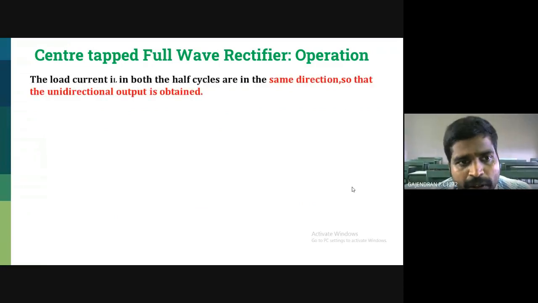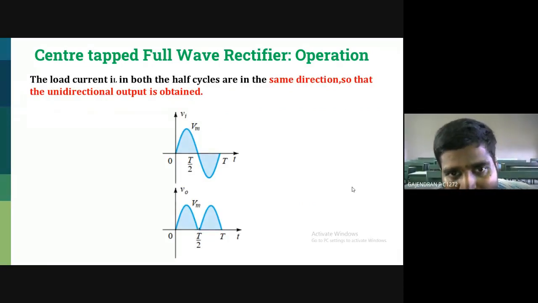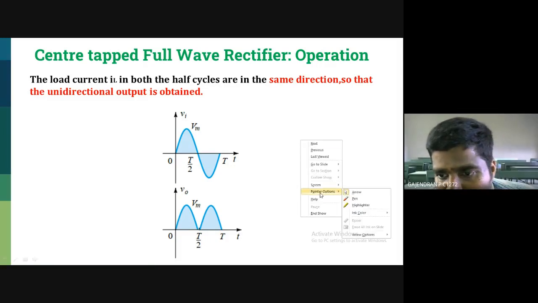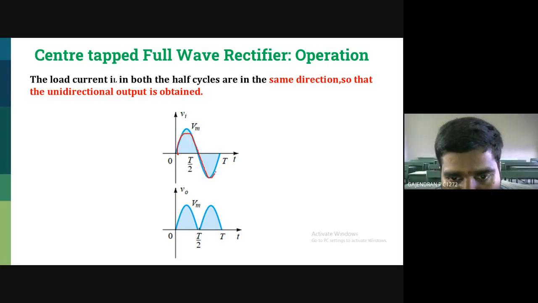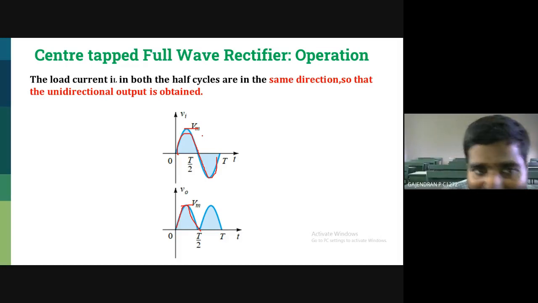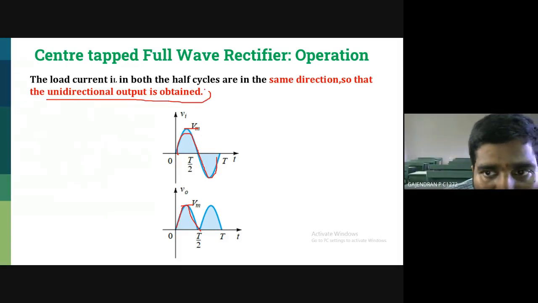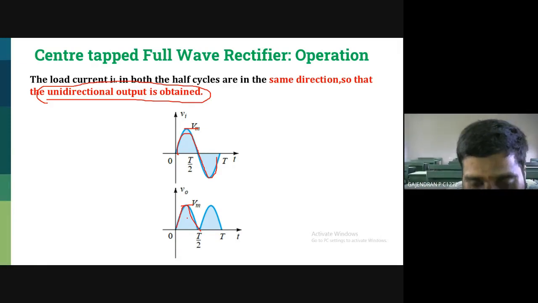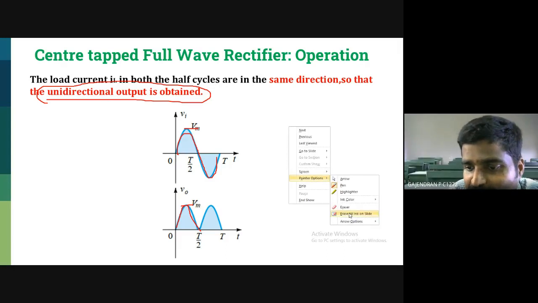Now let me check both the input voltage and the output voltage. So this is my input voltage, this is my input voltage, this is my output voltage. The magnitudes are very similar to your input voltage. But here it is a unidirectional output. Why did we get a unidirectional output? How did we get it? By using two different diodes, we got the unidirectional output in both the positive and negative cycles.